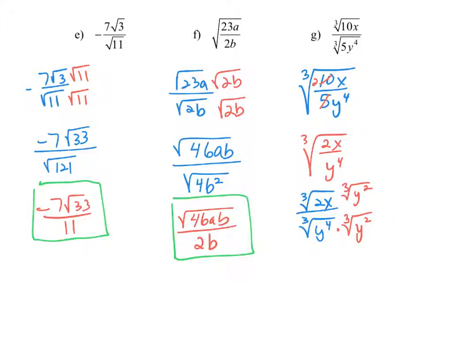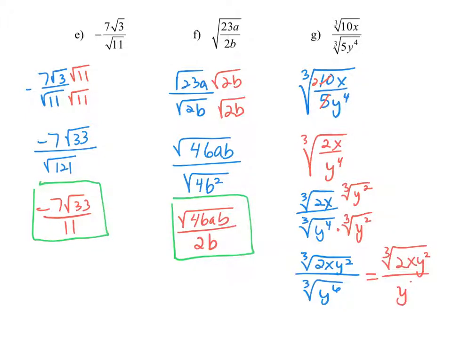When we do that, in the numerator, the cubed root of 2x times the cubed root of y squared results in the cubed root of 2xy squared. And in the denominator, the cubed root of y to the fourth times the cubed root of y to the second is the cubed root of y to the sixth. And then we can simplify this. Our numerator is the cubed root of 2xy squared, and our denominator is y squared, since the cubed root of y to the sixth is y to the second power, for our final answer.